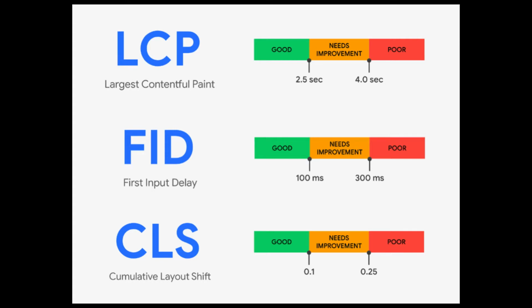The next one, which is FID, first input delay, is the length of time between when they actually load up your page for the very first time, in other words, click on it, to the point where the site is going to be responsive to new user commands. So in other words, it will allow them to scroll, it will allow them to click on things, stuff like that. There's that gap there.